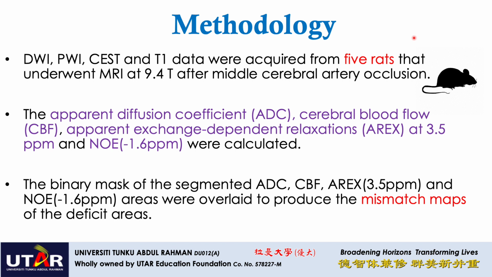The potential of NOE imaging at negative 1.6 ppm for stroke diagnosis was investigated in a rat model. Diffusion-weighted imaging, perfusion-weighted imaging, CEST, and T1 data were acquired from 5 rats that underwent MRI at 9.4 Tesla after middle cerebral artery occlusion. The apparent diffusion coefficient (ADC), cerebral blood flow (CBF), apparent exchange-dependent relaxation (AREX) at 3.5 ppm, and NOE at negative 1.6 ppm were calculated. The binary masks of the segmented ADC, CBF, AREX, and NOE areas were overlaid to produce the mismatch maps of the deficit areas.